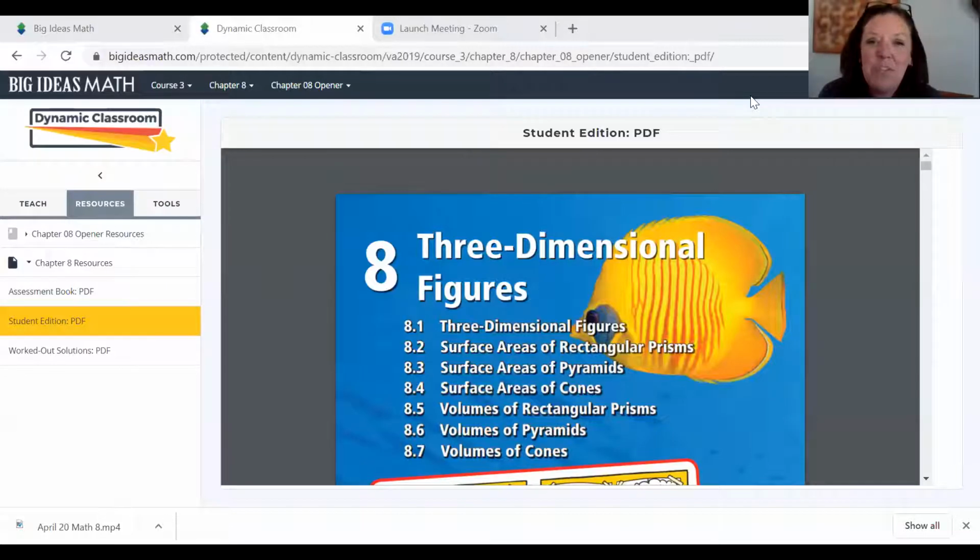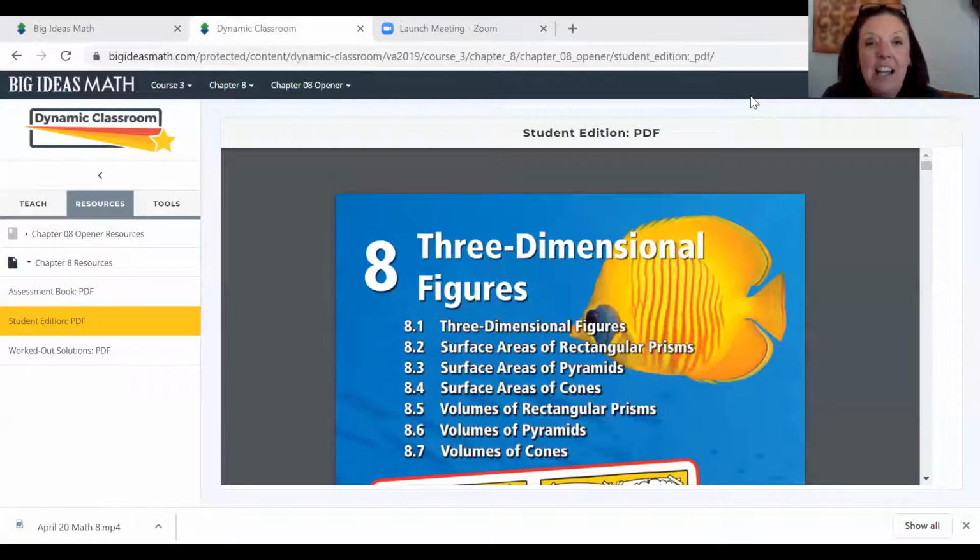Hi everyone, welcome to April 20th Math 8, and we're starting a new chapter. We're in Chapter 8, Three-Dimensional Figures. This week we're going to be looking at 8.1 and 8.2, and that information is going to correspond with the email lesson plan that I sent to your parents today. Hopefully they received that. And the next packet you'll receive, Packet 3, will address the rest of this chapter. And so you'll be getting that at the beginning of next week along with the new lesson plan.